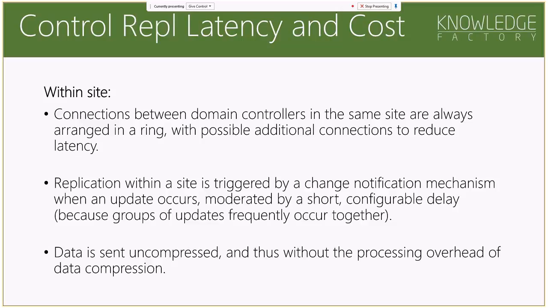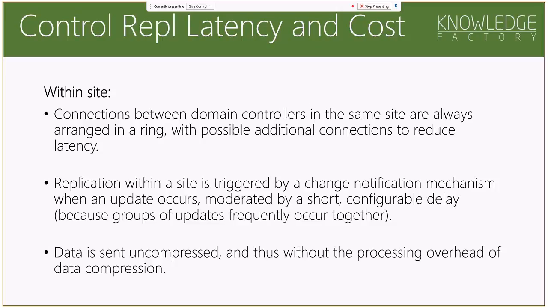So when the KCC creates replication connections between DCs to generate the replication topology, it actually creates more connections between DCs in the same site than between DCs in different sites. So the results are lower replication latency within a site and less replication bandwidth utilization between sites. So within sites, replication is optimized for speed, as the slide says. Connections between DCs are always arranged in a ring. Replication within a site is triggered by change notification, and data is sent uncompressed.